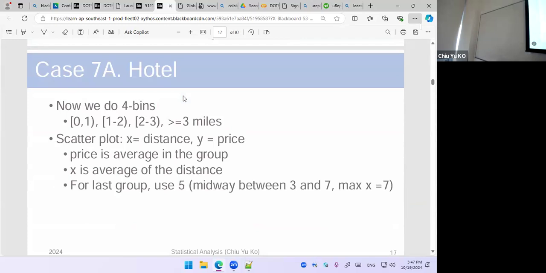The minimum is 3, right? And you look at the data, the maximum of the distance is around 6.8 or 6.9. So run up to 7, then you put the middle at 5, right?